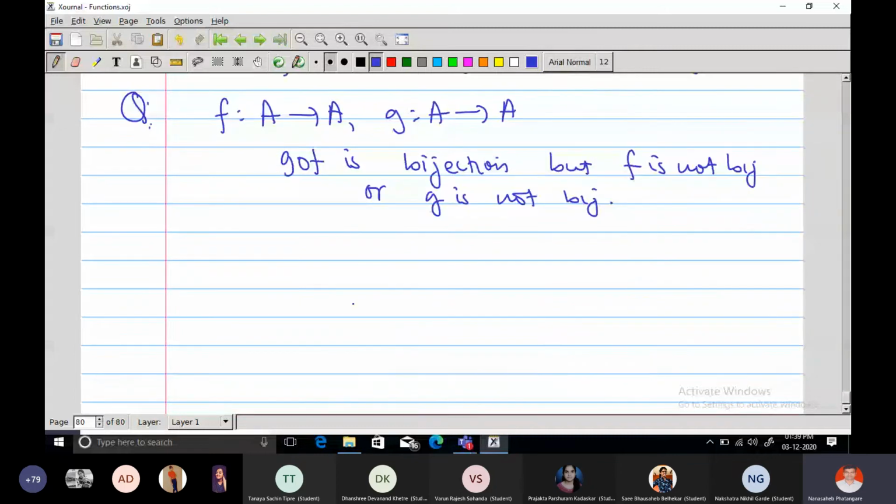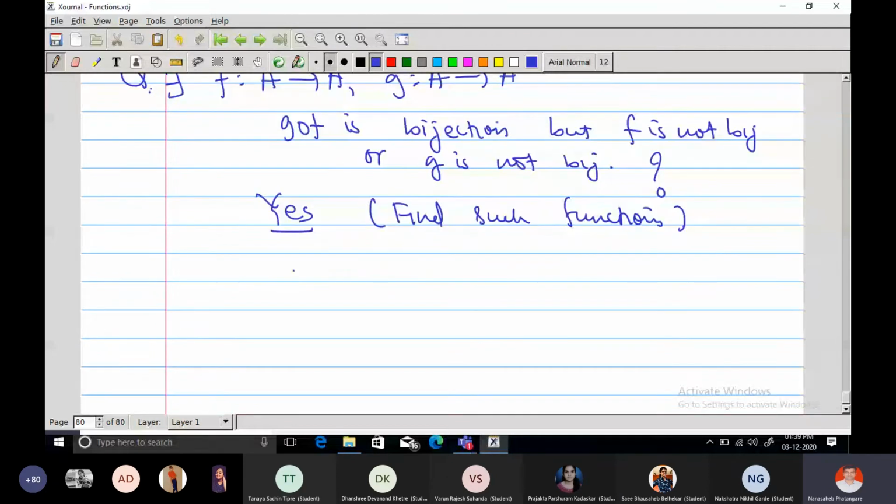This is your question, right? And what is the answer? Yes, there exist such functions. So find such functions. Is it clear? Yes, sir. Right. So you just sit down and take two sets, natural numbers, integers or real numbers, whatever you want, and try to produce such functions. That is an exercise because then you can understand the concepts.